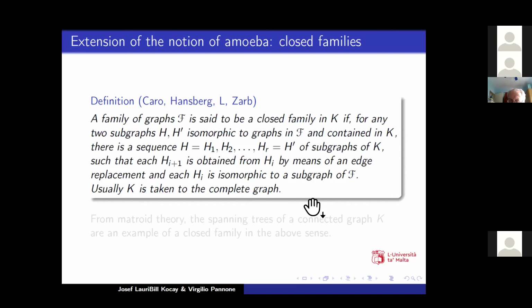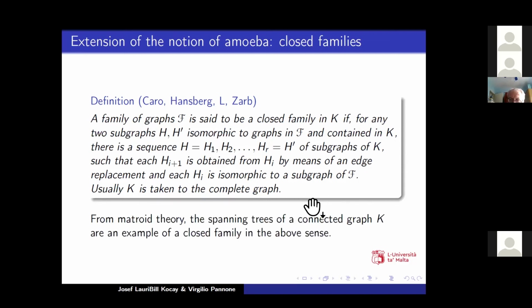And when you look at this, you immediately realize that there's one obvious example from matroid theory. The spanning trees of a connected graph K are an example. You can go from one spanning tree to another by replacement of single edges, and at every step you remain with a spanning tree. So this issue of edge replacements can also be extended, and you have contact now with another area of combinatorics and graph theory, with matroid theory.